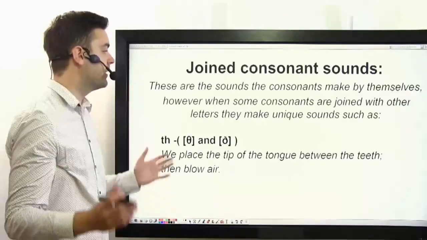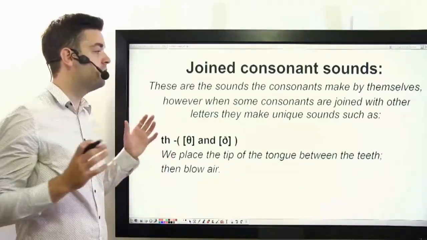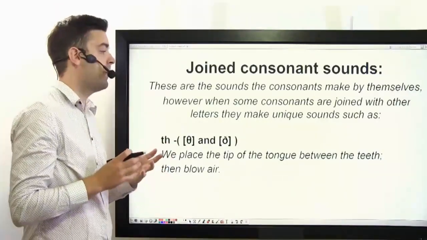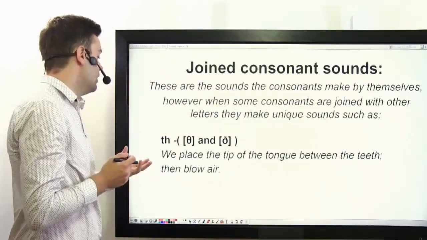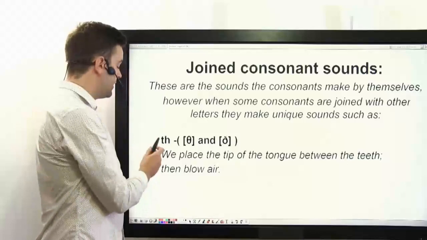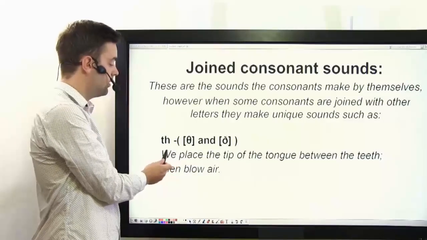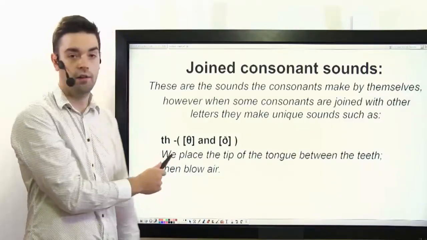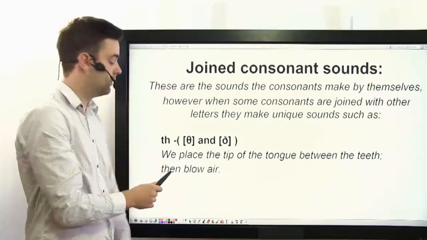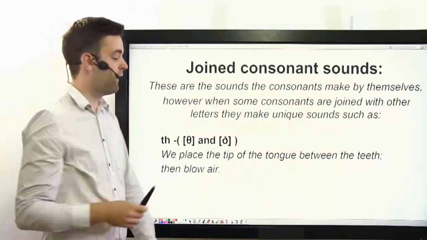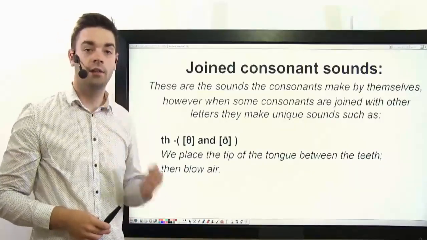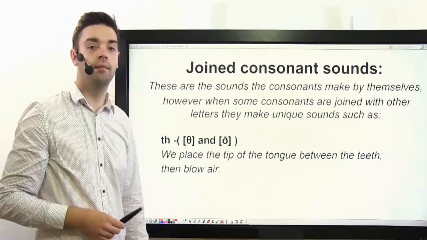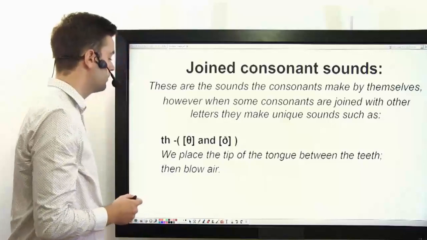Okay, so let's join some consonants together. When you join these consonants, they make a different sound. So for example, T and H makes a th noise, th. So we place the tip of our tongue between the teeth and then blow air. So like this, th, th.